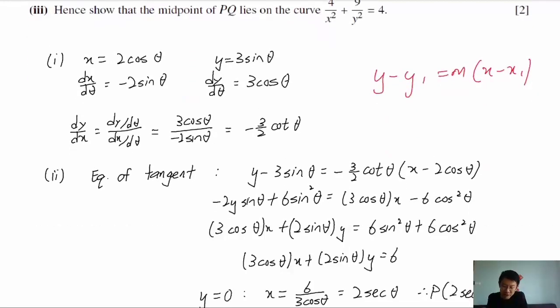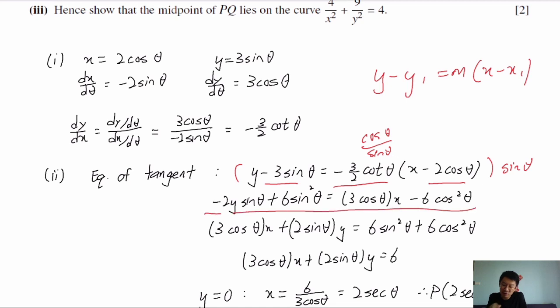So to make it general, we substitute the y1 and the x1, and not to forget our dy/dx, the gradient. Basically we can tidy up a little bit. Because this cot theta is cos theta over sin theta, we can multiply this whole equation with sin theta, and we actually get something which is nicer to work with.